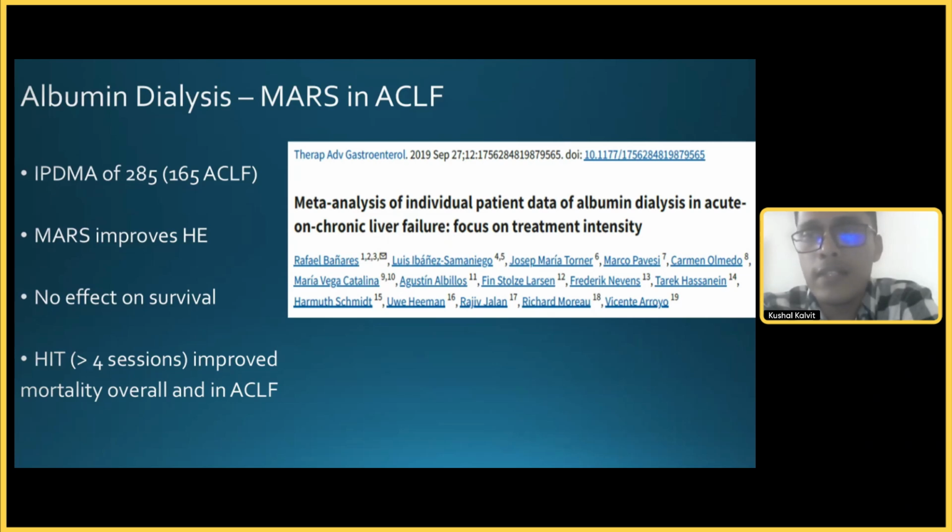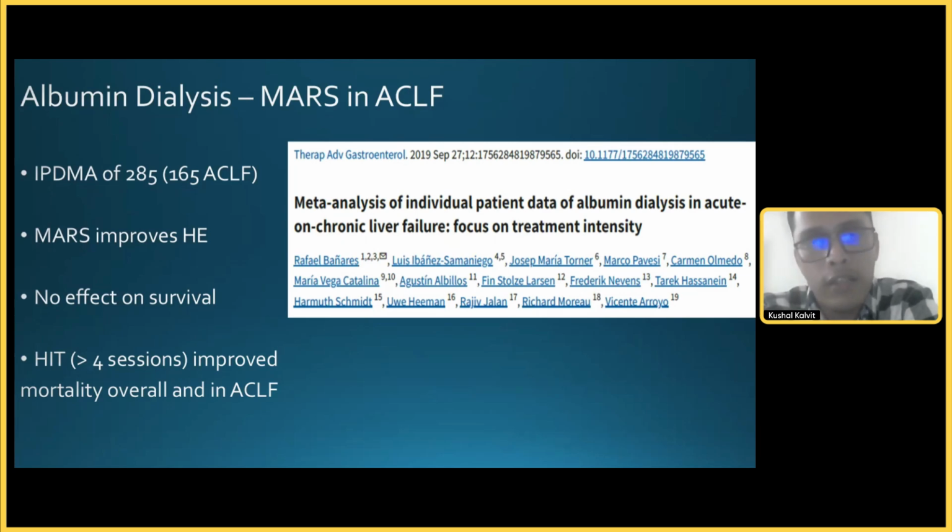on treatment intensity. And what they found here is that if you give a high intensity therapy, that is more than 4 sessions, so if a patient receives 5 sessions of MARS, that is albumin dialysis, or more than 5 sessions, then it has translated into improved mortality overall in acute on chronic liver failure. So that was the focus of this individual patient data meta-analysis.